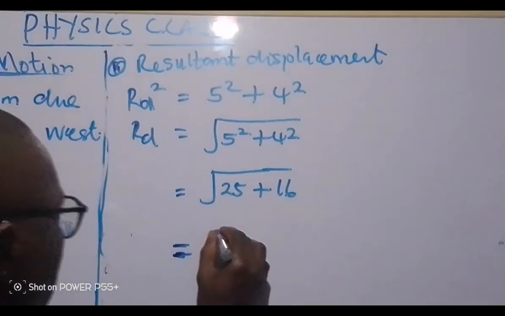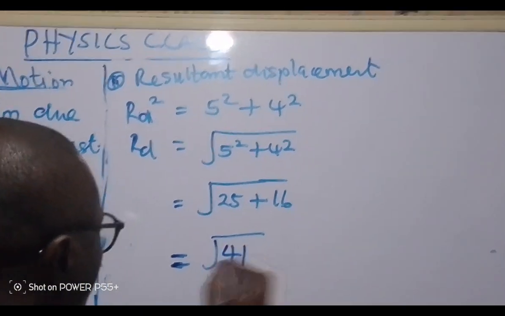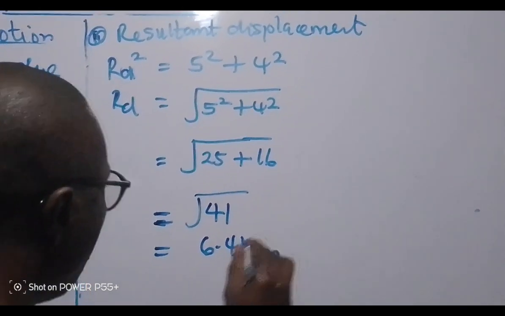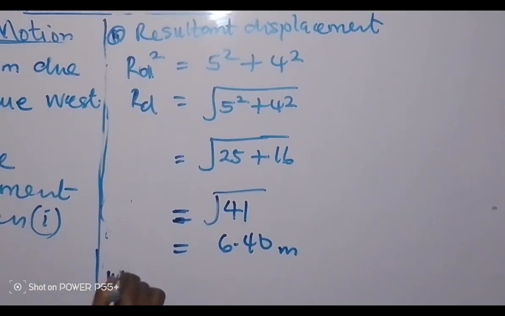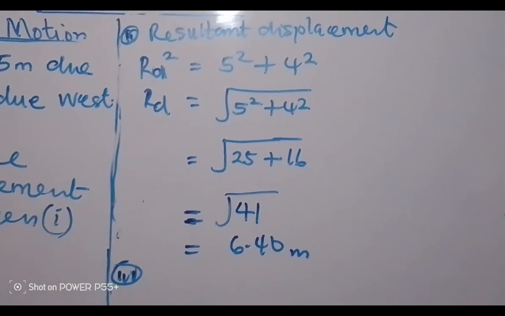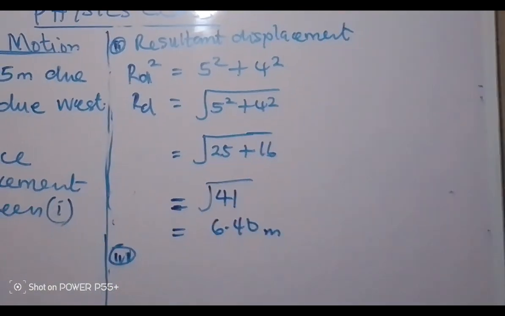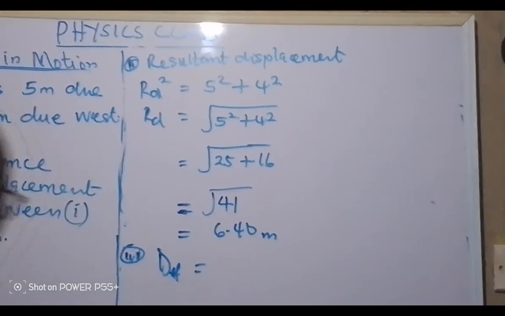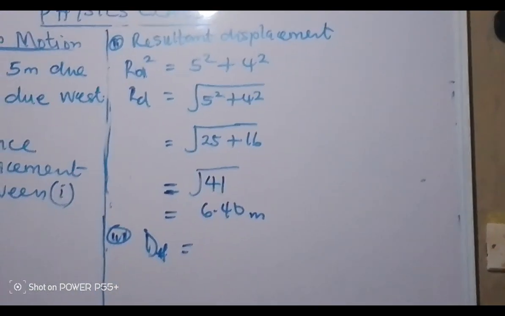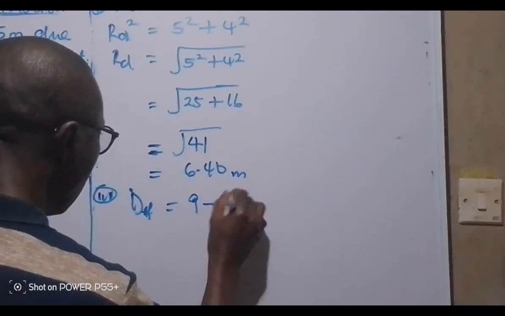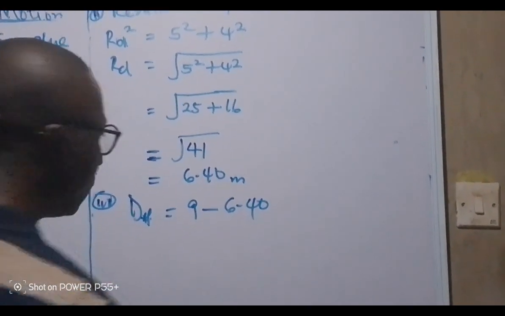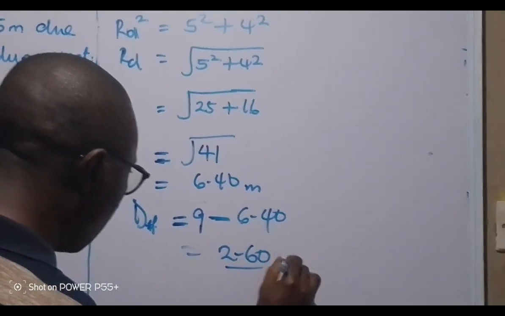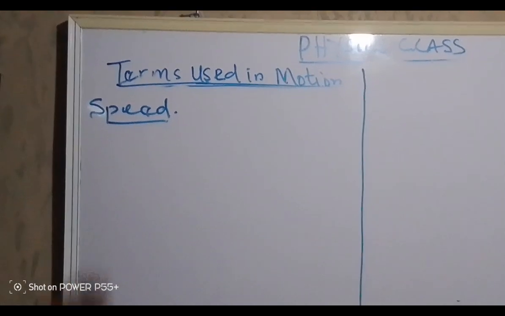Now, the addition will be square root of 41, which is equal to 6.40 meter. Question 3 asks us to find the difference between the resultant distance and resultant displacement. The difference will now be equal to, for resultant distance, 9 minus 6.40. Now the final answer will be 2.60 meter.